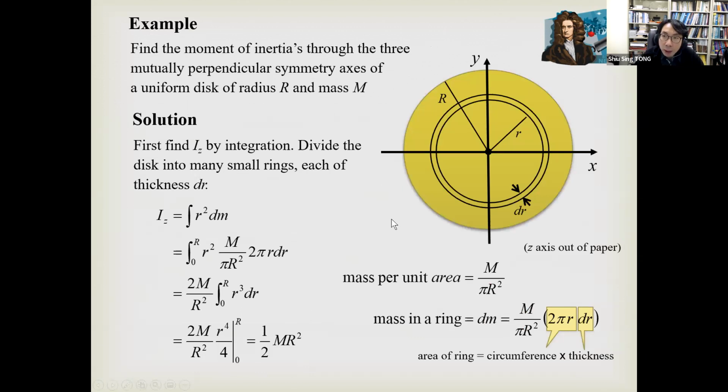Now let's try a slightly more difficult example. Consider a uniform disk with negligible thickness. So it's a circular lamina, or you can say a uniform disk. And the disk has radius capital R, and the total mass of the disk is M.